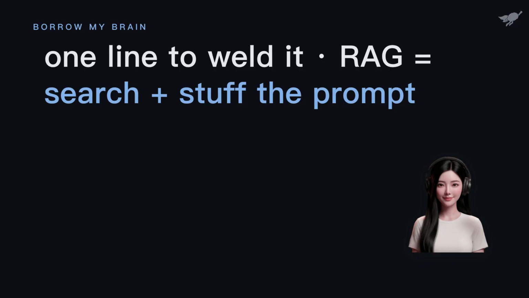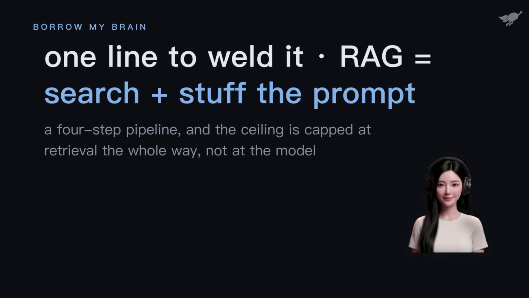Let me weld one line to close. RAG, when you cut through it, is just search plus stitching the results into the prompt. A 4-step pipeline. Chunk, embed, hybrid retrieval, re-rank, and only then do you hand it off to the model to generate. And its ceiling, start to finish, is pinned at the retrieval layer, not at the model.